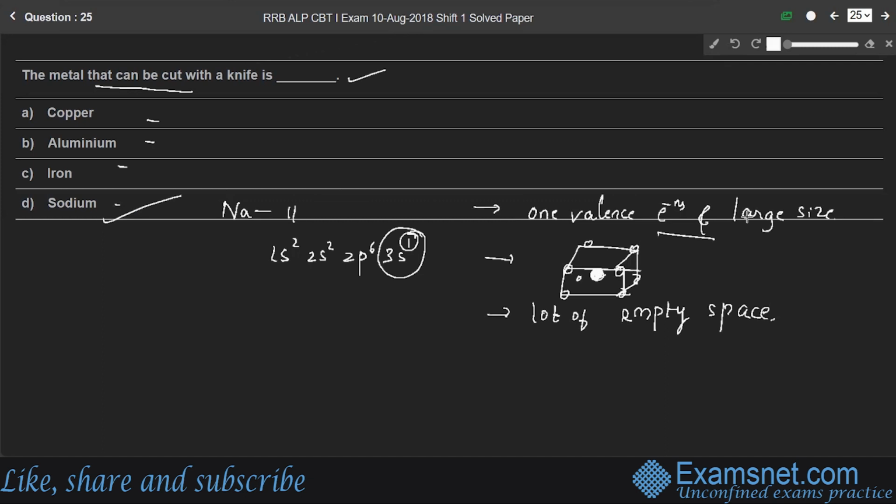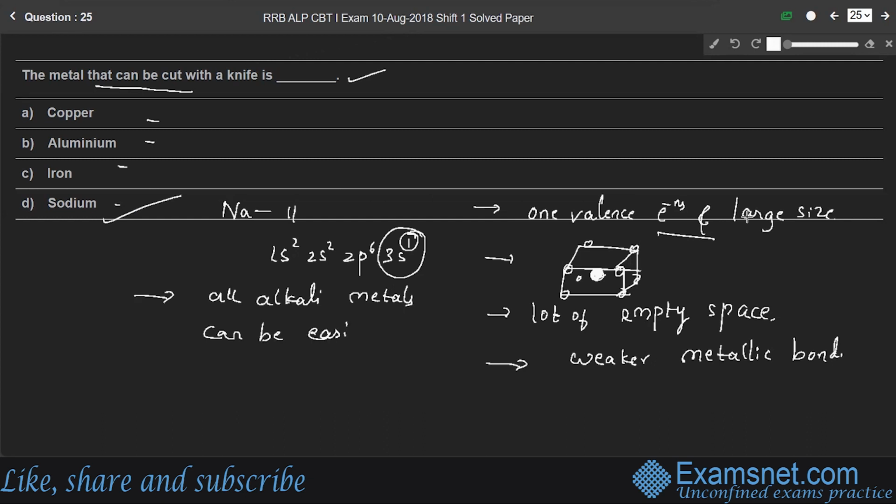So these factors led to weaker metallic bonds. So this is the reason for easy cutting of sodium with a knife, right? Generally, all alkali metals can be easily cut with a knife, right? Therefore, option D is the right answer.